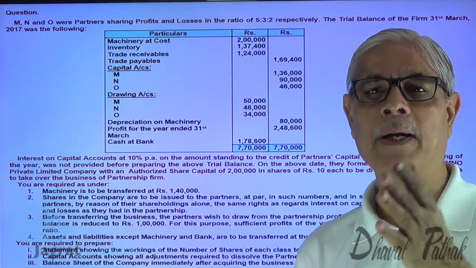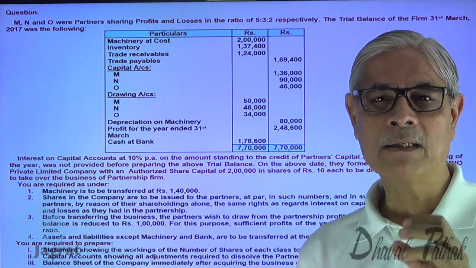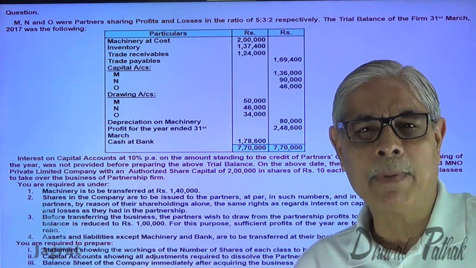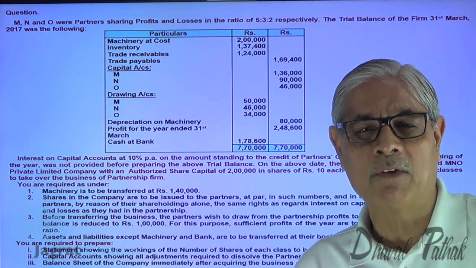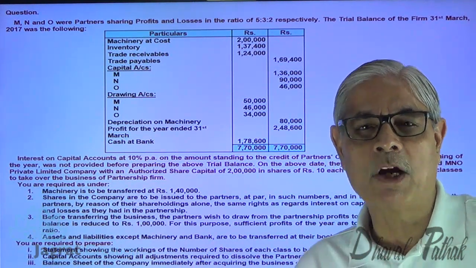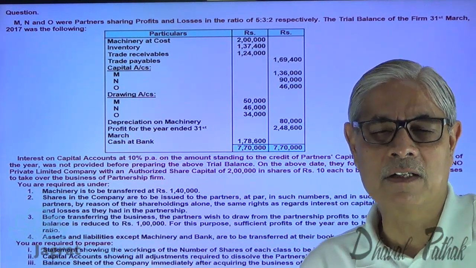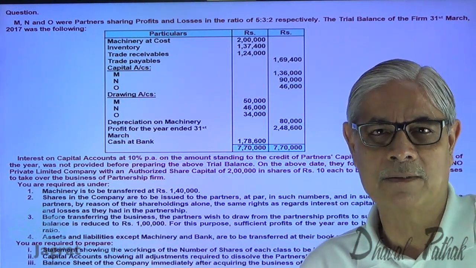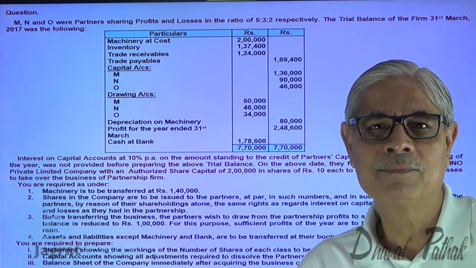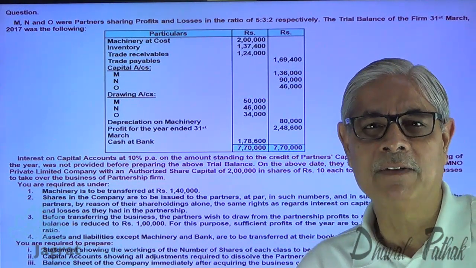Now partners are prepared to convert their business into a company. But their understanding is, whatever the manner in which they had shared the profits in the partnership firm, the sharing of the profit should occur in the same way after conversion. This is the understanding of the partners. Now how the profits were distributed in the partnership firm? Out of the profits, 10% interest on capital is given.